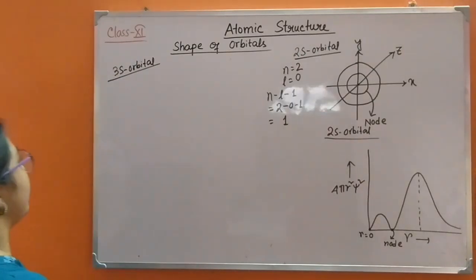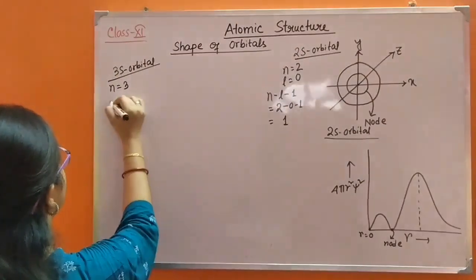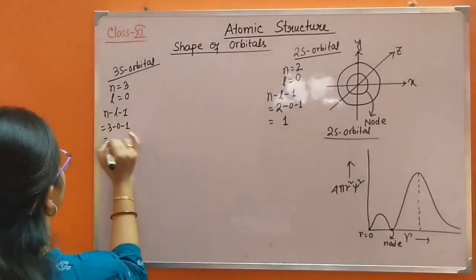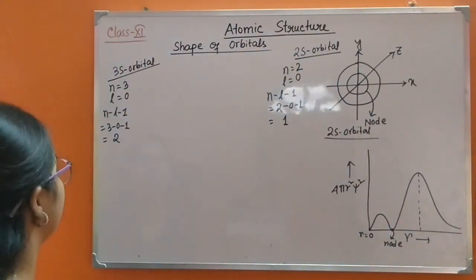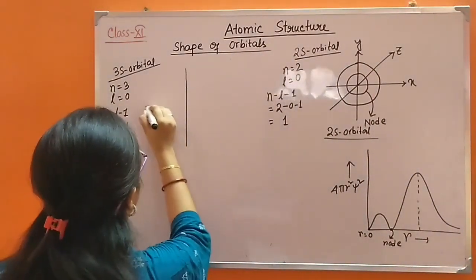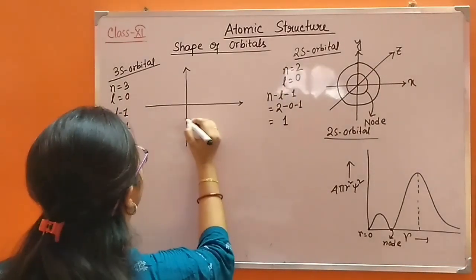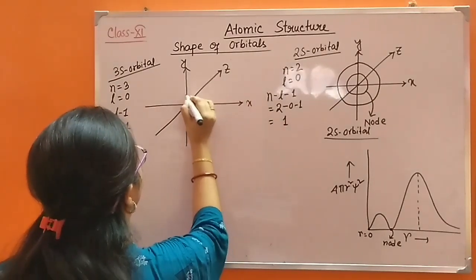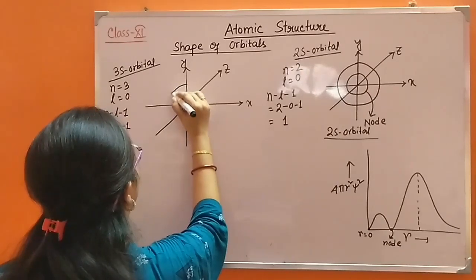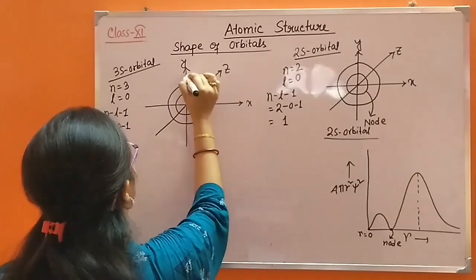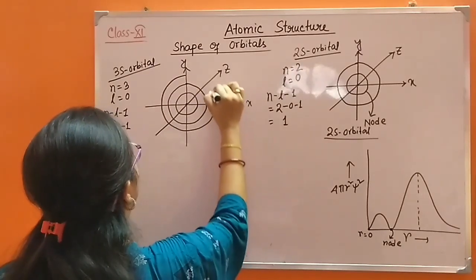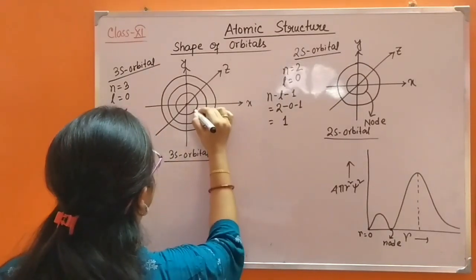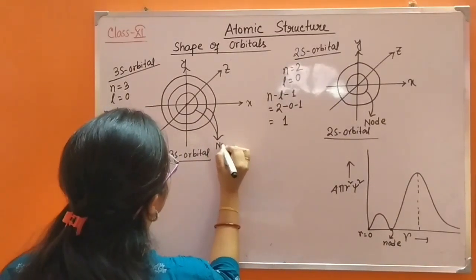Now the shape of 3s orbital. For 3s orbital, n equals 3, l equals 0 and n minus l minus 1 equals 2. So 3s orbital contains two nodes, and the shape of the orbital is this for 3s orbital, and these are two nodes.